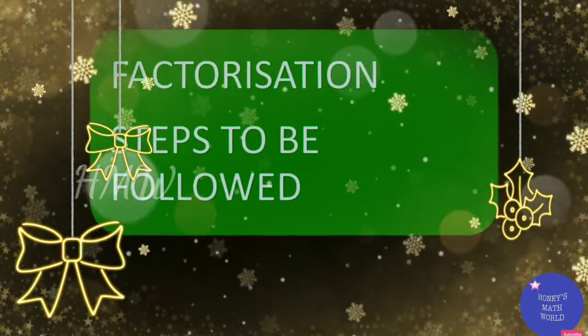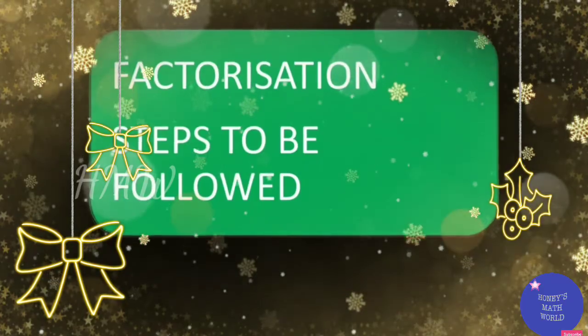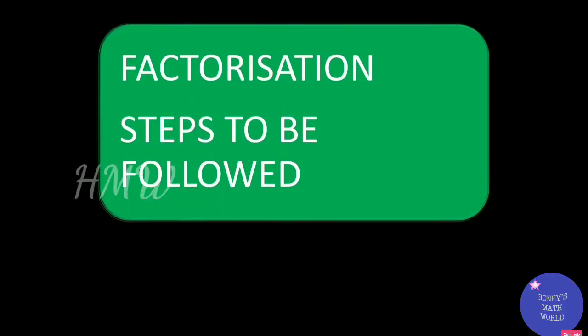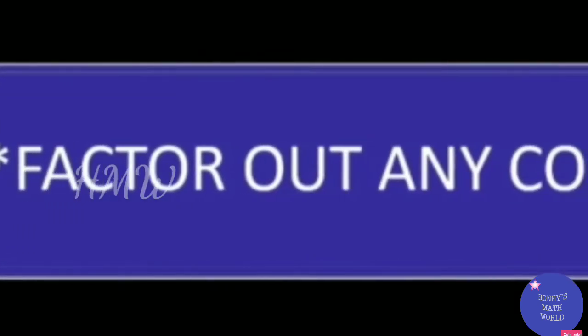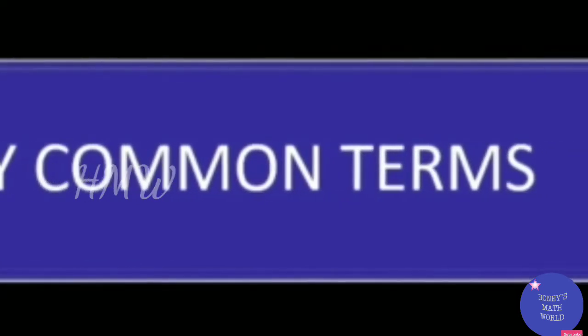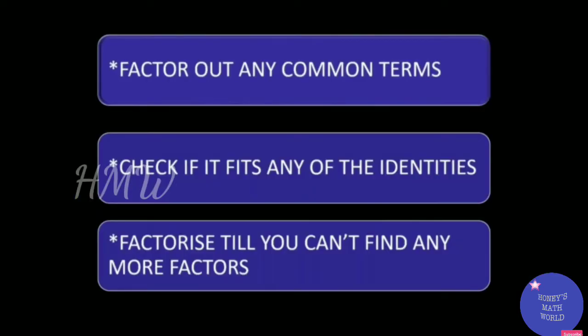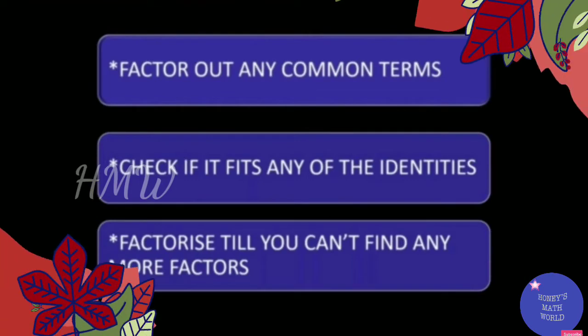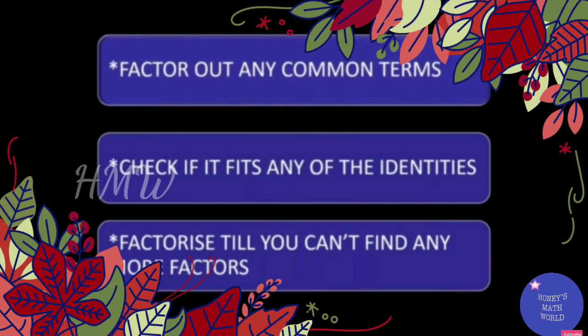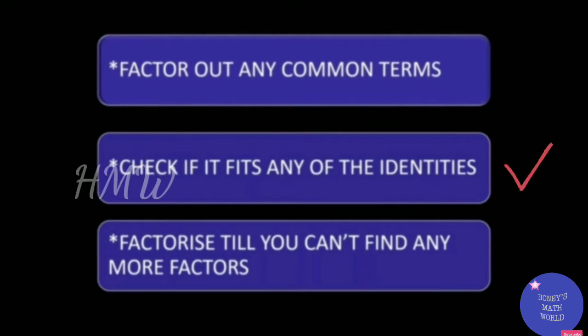Now let us see the steps to be followed while trying to factorize a quadratic polynomial. Step 1. Check if there is any common term. That is, if there is any common term, take it out. Then factorize that polynomial. Step 2. Check if that polynomial fits into any one of the identities. That is, check if that polynomial can be represented as (a plus b) the whole square, (a minus b) the whole square, or a square minus b square. Step 3 is factorize till you can't find any more factors.